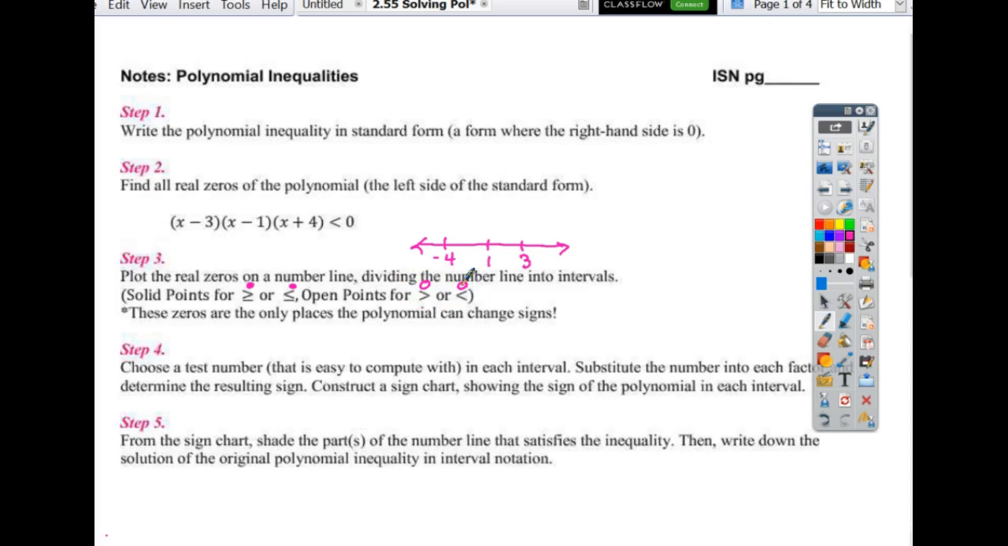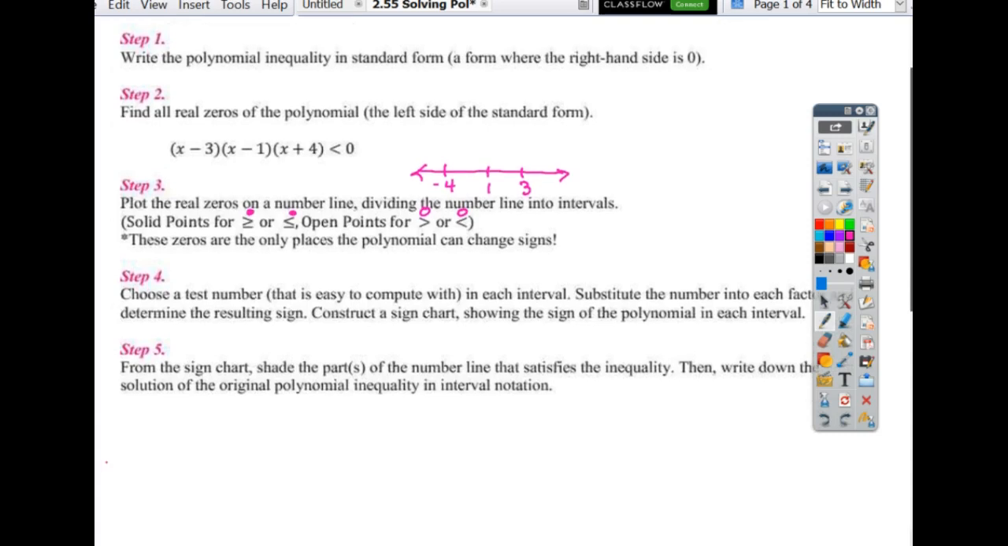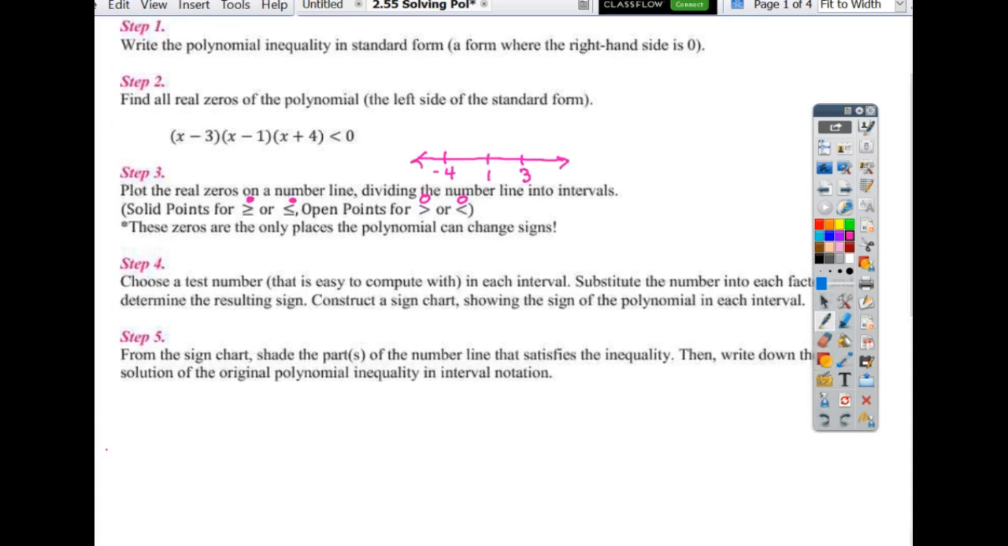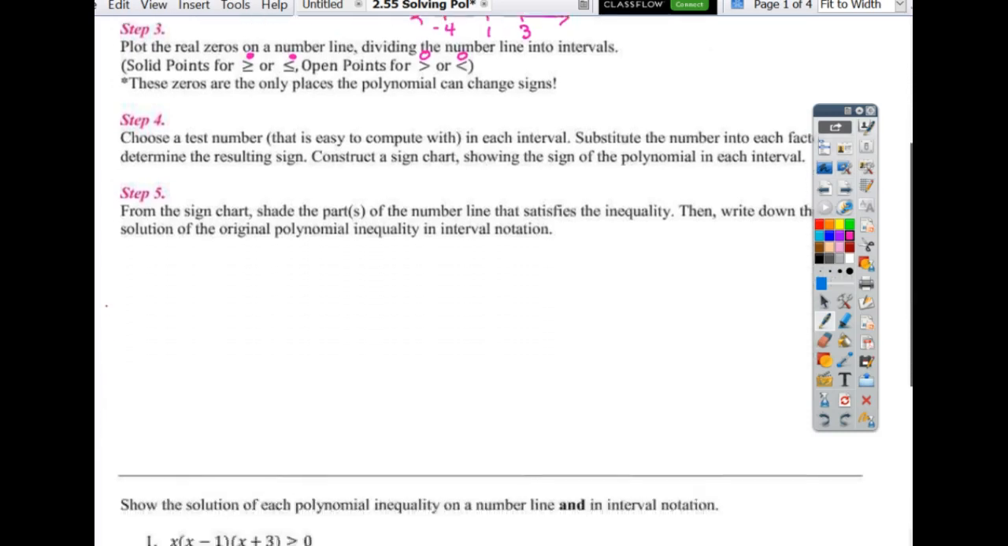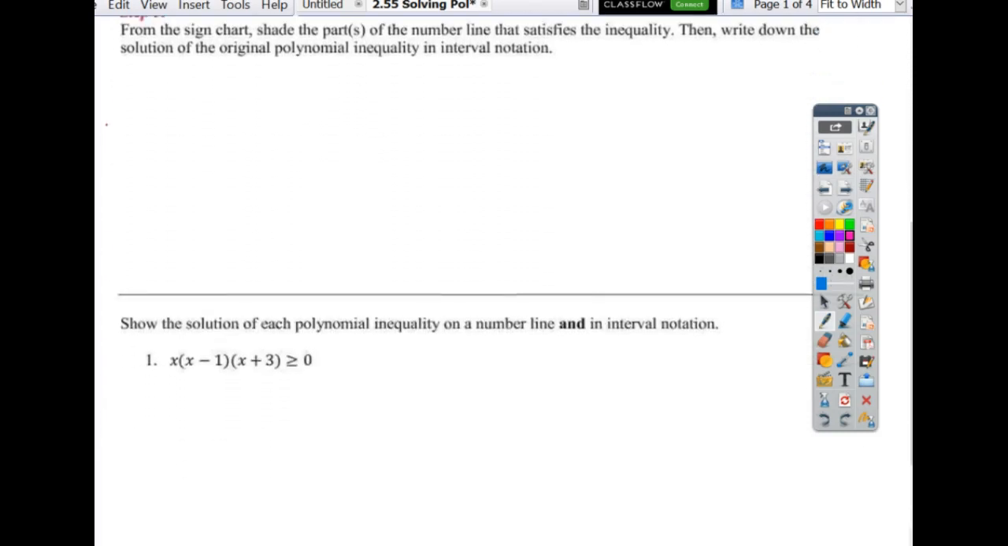Then we're going to choose a test number, and we're going to substitute that in, and we're going to determine the sign in that interval. And I'll show you how to do that in just a second. And lastly, we're going to find the part of the number line that satisfies whether it's less than or greater than. So this is how this works, guys.